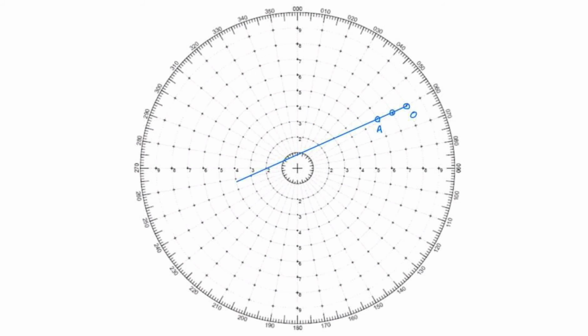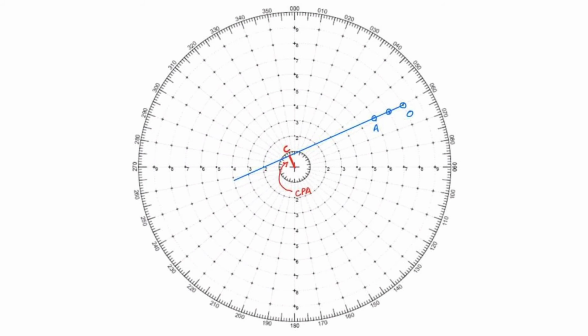Now, for the CPA, we need to find the closest point of the approach to the center. As you can see by the graph, this is the closest point or line to the center. That is our CPA, the closest point of approach. All we need to do is measure this using the plotting sheet scale, and after that we get 0.8 nautical miles.